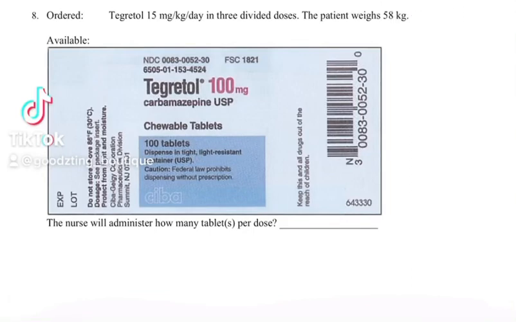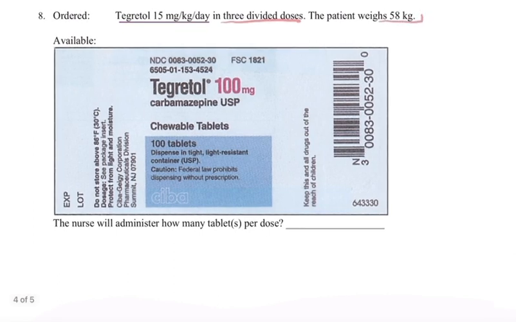So we're back with number 8 now, and it reads Tegretol, 15 milligram per kilogram per day, is ordered in 3 divided doses. However, the patient weighs 58 kilograms. So you want to highlight that the patient weighs 58 kilogram because they normally give us these things in pounds, and you don't want to go work out that 58 kilogram overlooking it. So we want to highlight what is ordered, how many times per day, and the patient weight before we move any further.